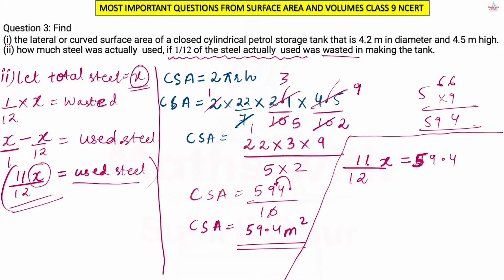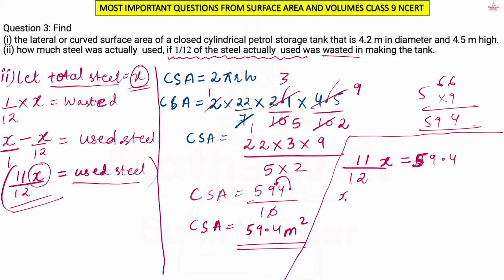This is not the total thing. This is not the total steel bought. They have bought X, right? So 11 upon 12 of X has been used in this tank. So that's why I've put this value equal to this value. You need to be very clear with all the concepts. See, this is my duty to clear all the concepts. Maybe I'm taking time, but it is beneficial for you.